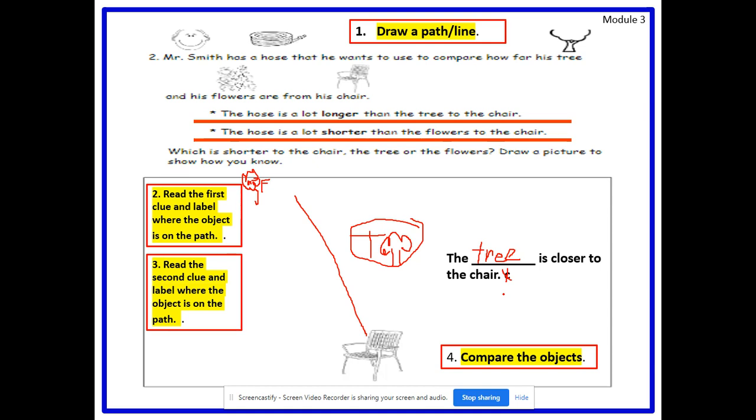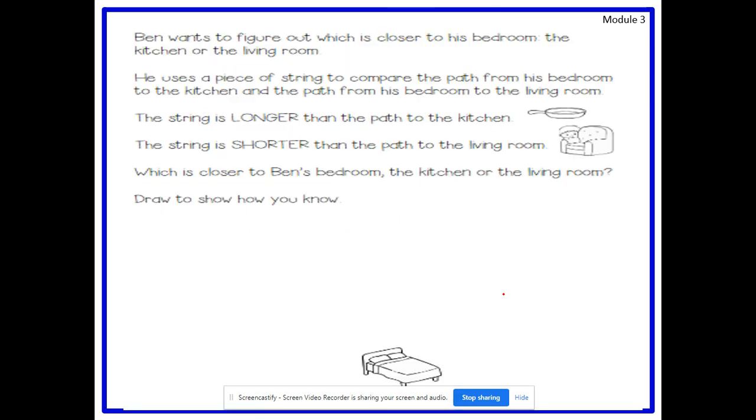Ready for another one? Let's do this. You can erase your whiteboards. Go ahead and draw a bed in the middle of your whiteboards, or you can draw a circle and put a B for bed. Press pause and press play when ready to start.